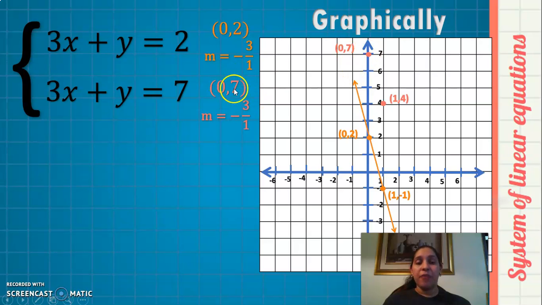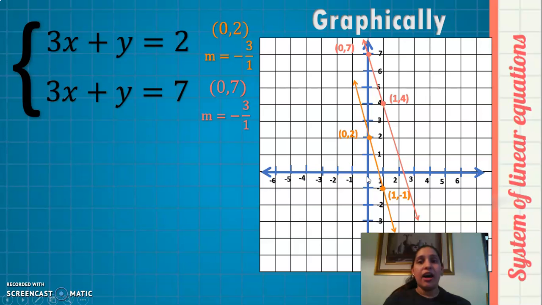Now, I need to do just the same for the second equation. I look first for my y-intercept, that is 0, 7. And now I move by my slope. Negative 3. This means it's 1, 2, 3 down. And 1 to the side. 1 in x. My other pair is 1, 4. I connect my points and I have it like this.